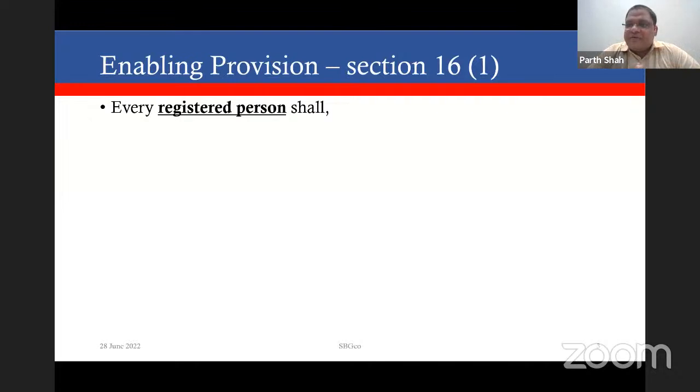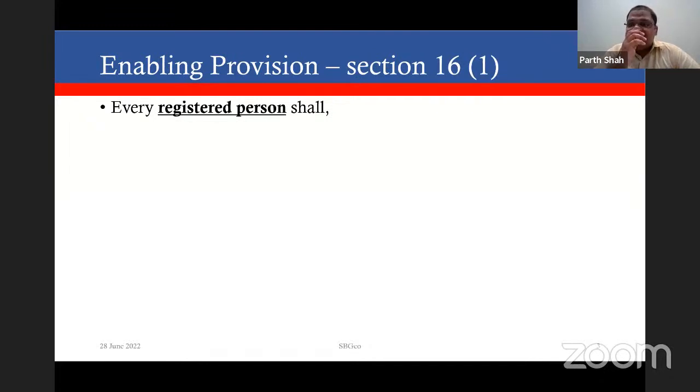So the first fundamental condition for claiming input tax credit is that the person needs to be a registered person. Now, what does a registered person mean actually? A registered person means a person who has obtained registration under the GST. So it would therefore imply that if a person is unregistered, he cannot claim input tax credit. That is the first condition.